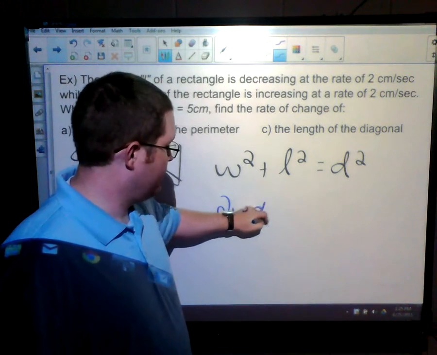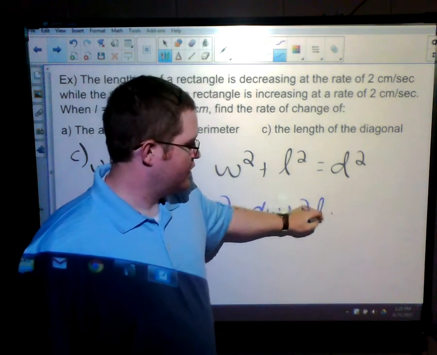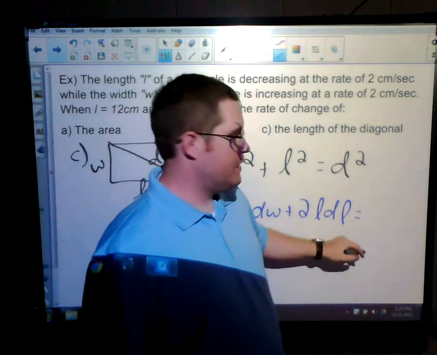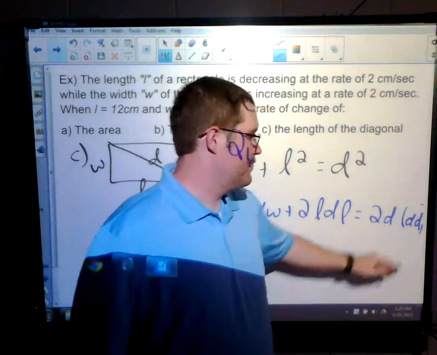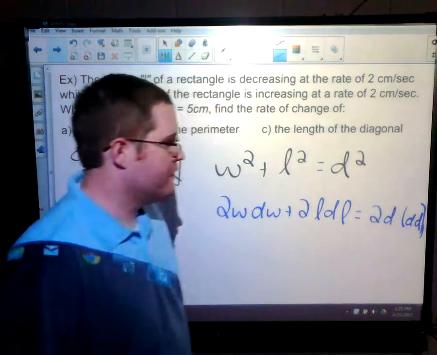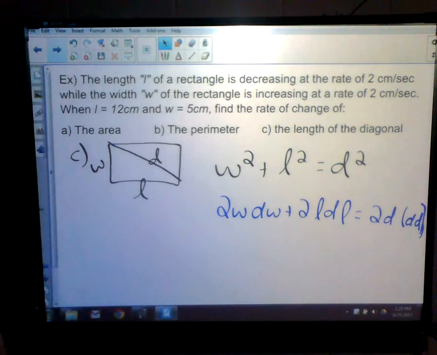2w dw plus 2l dl equals, this gets really dumb, 2d dd, that stands for derivative of the diagonal, so I'm going to put it in parentheses. Now let's plug in everything that I know.